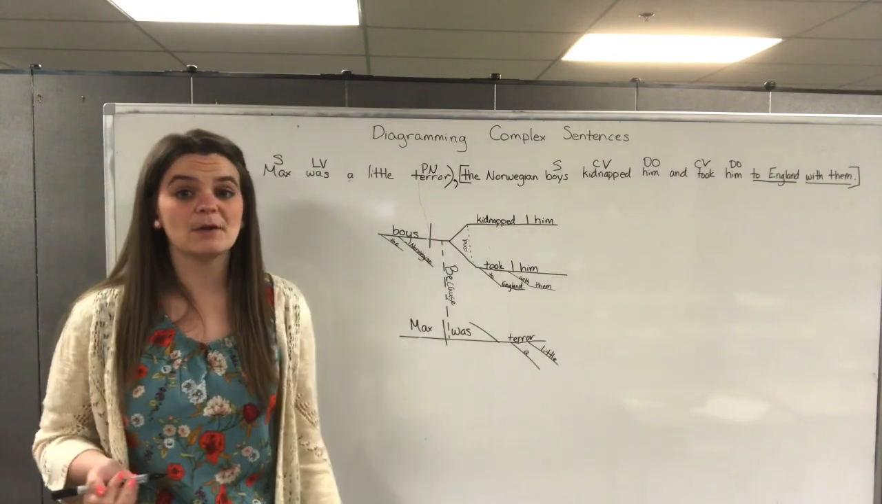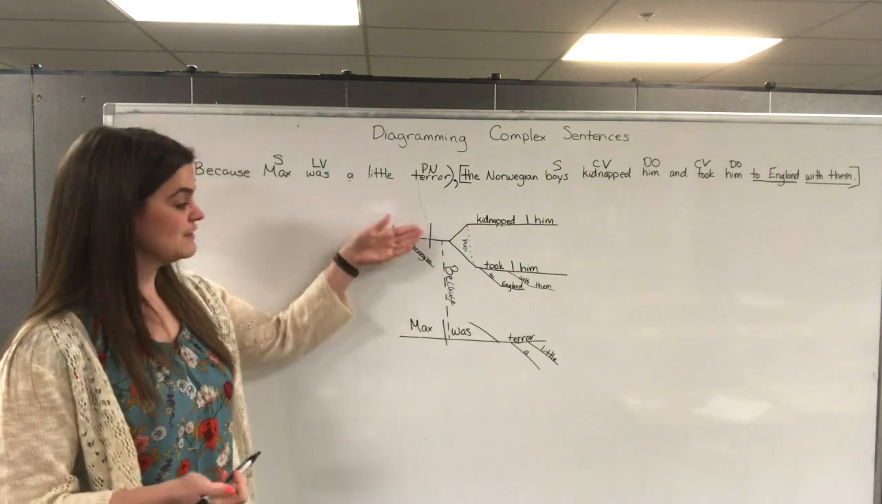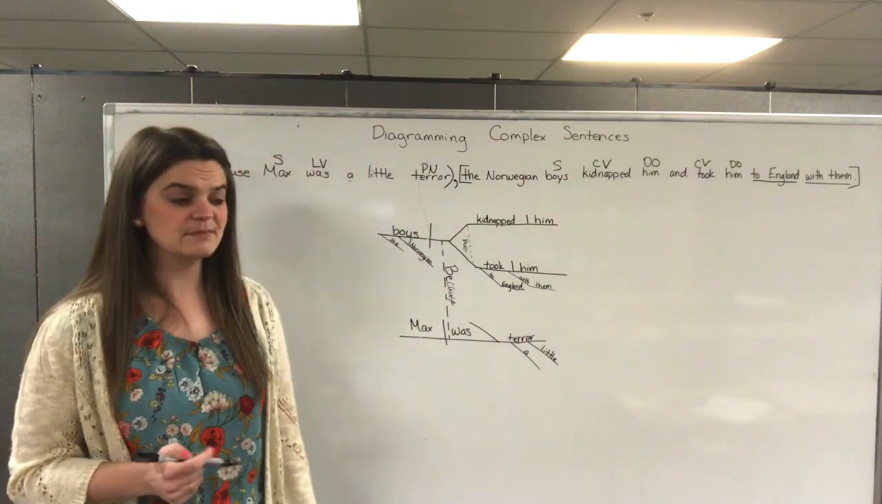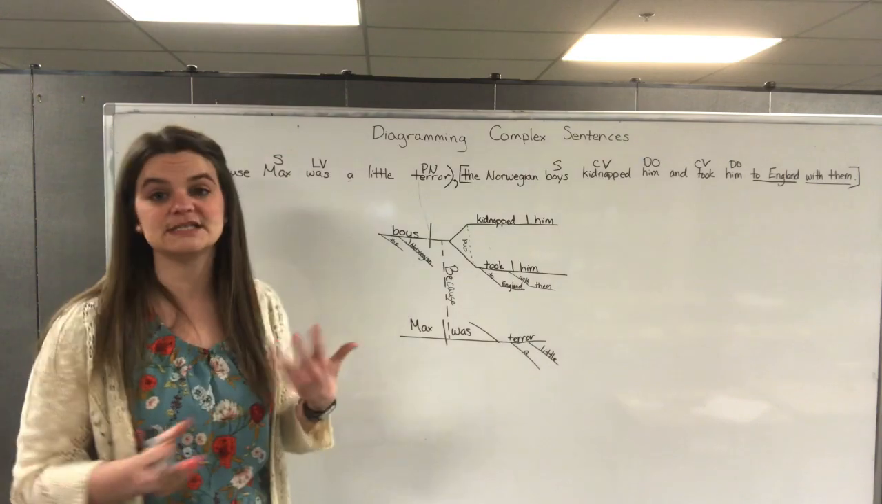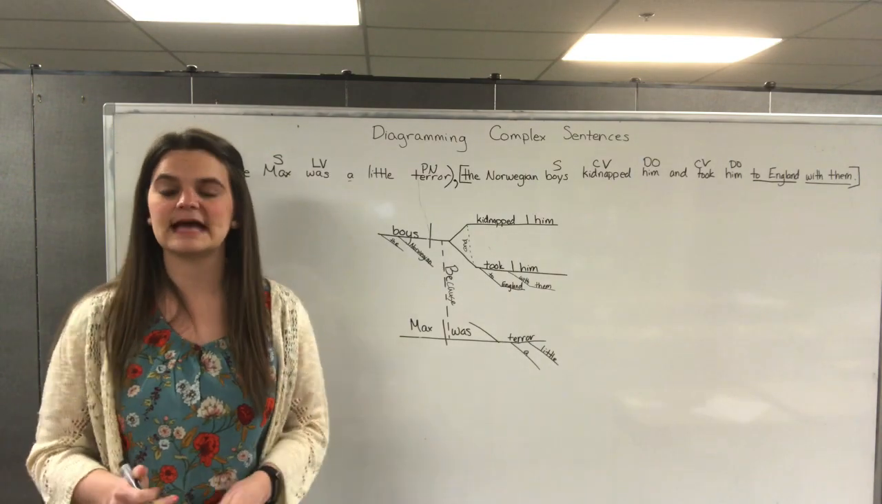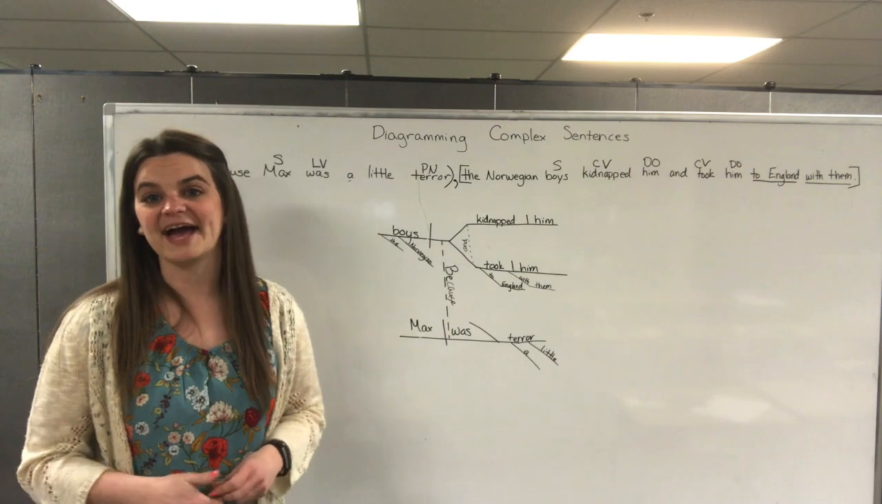So that's how we diagram complex sentences. We have a straight dashed line in between it, and otherwise we just diagram our clauses as their individual patterns.